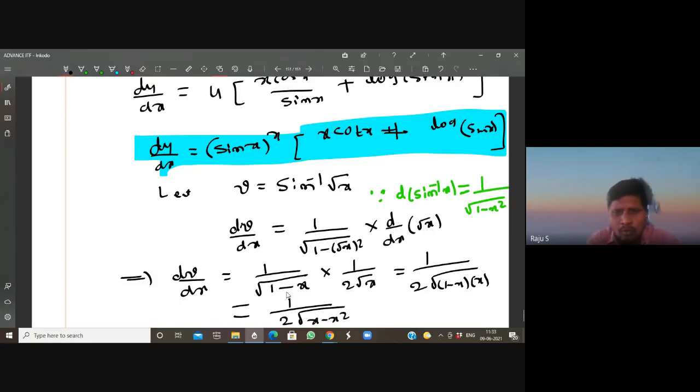So no need for applying log on both sides. It is not a function for function. It is not in the form of function by function. So this is the required dv by dx.